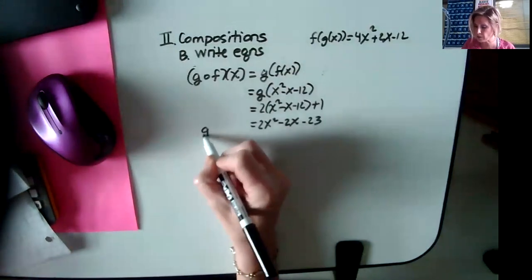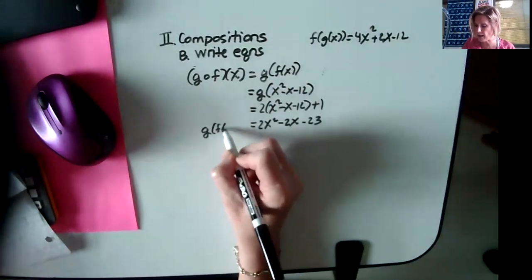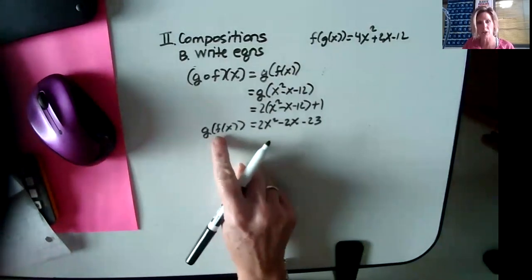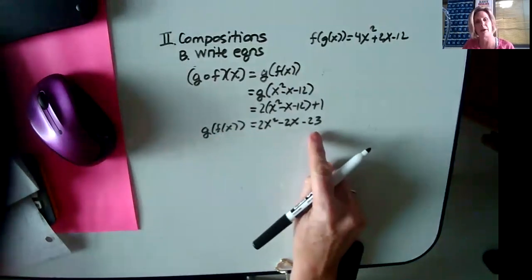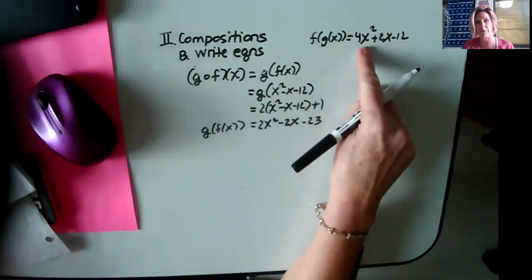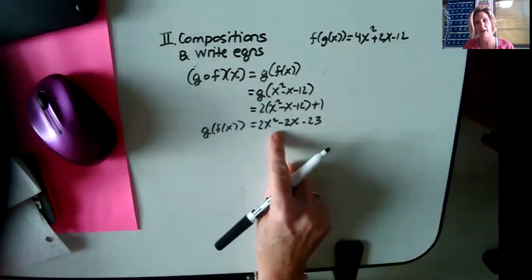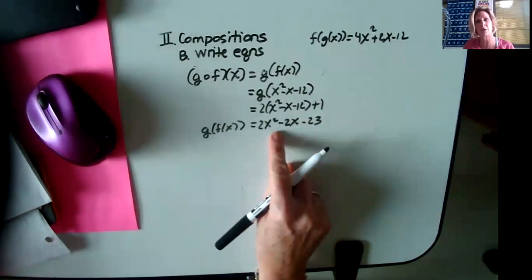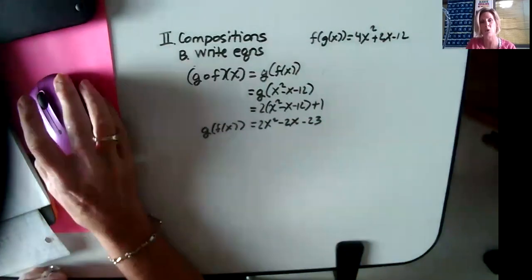Now don't forget, make the final answer an equation. So g of f of x equals 2x squared minus 2x minus 23. And remember, here's f of g of x. Here's g of f of x. They tend not to be the same answers. So don't assume it's going to be the same thing either way.